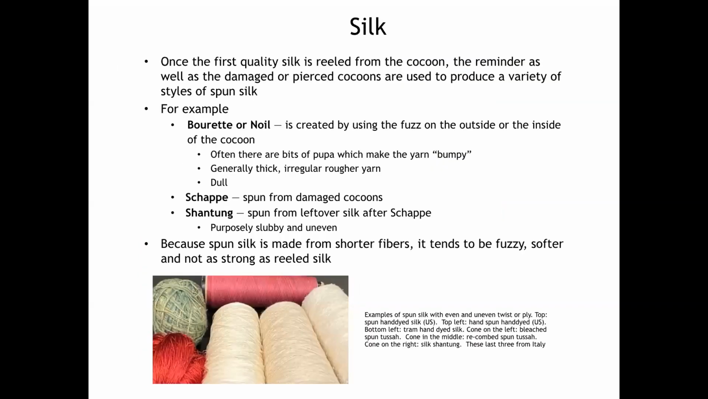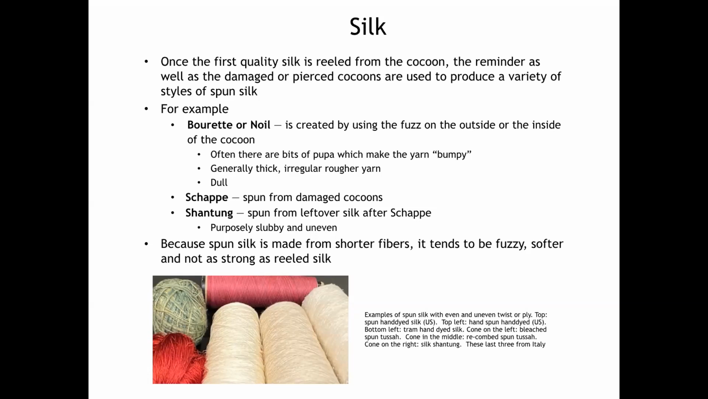The first quality silk is derived from reeling cocoons, and it's true both for bombyx as well as Tassa. But there is always waste, and the waste is not thrown away. So the damaged or pierced cocoons or other remnants of silk are used to produce a variety of spun silk. So the silk can either be reeled or spun.